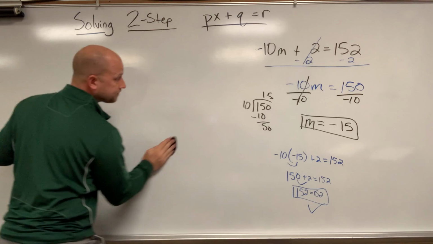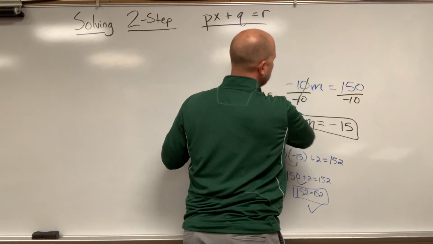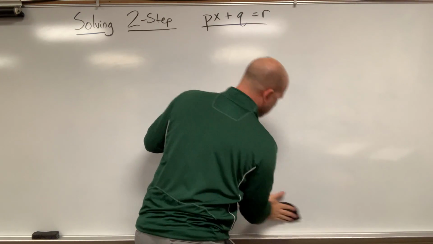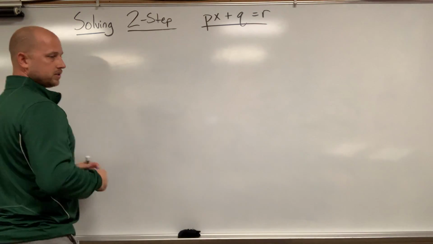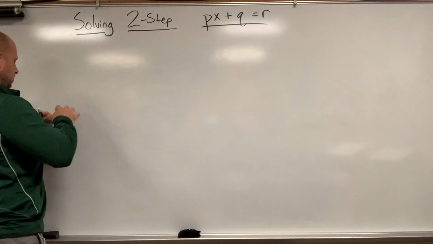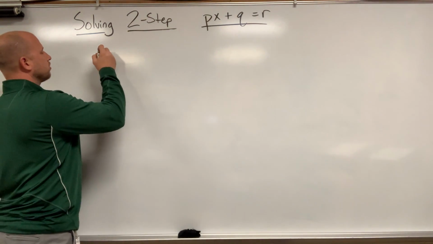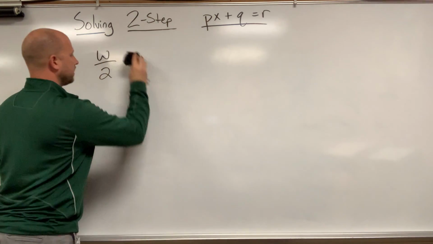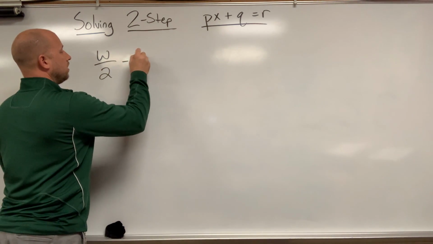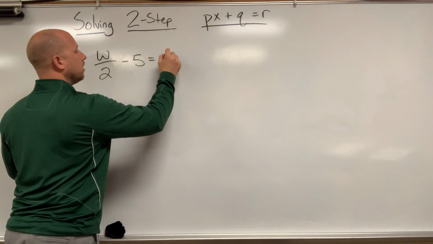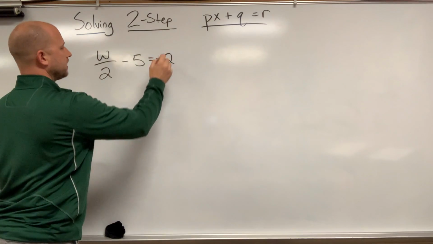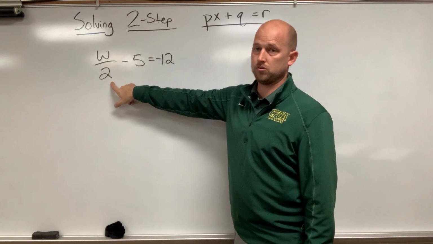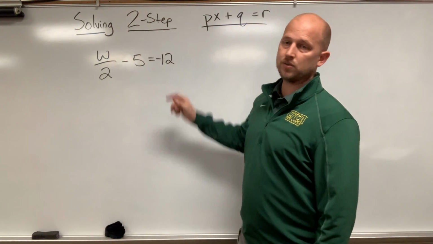Let's see here. Okay, so we're going to have some problems like this. Now we did the division and the multiplication, so we're going to have some. Let's do a minus instead. Something like this. Let's make it a negative 12. Why not? All right. So in this case here, we have w, which is a variable, divided by 2. Then we're subtracting 5, and that is going to equal negative 12.